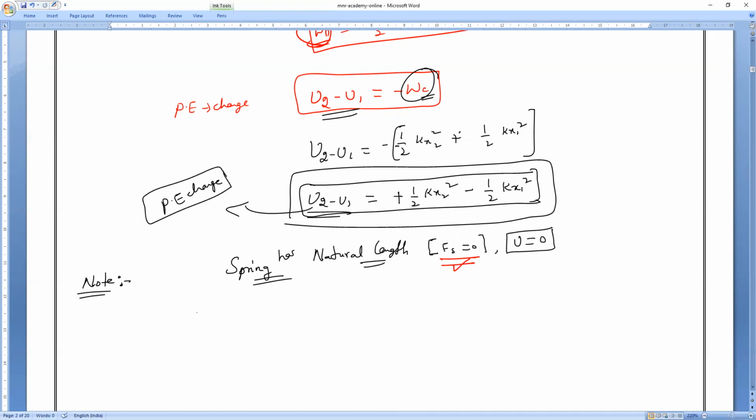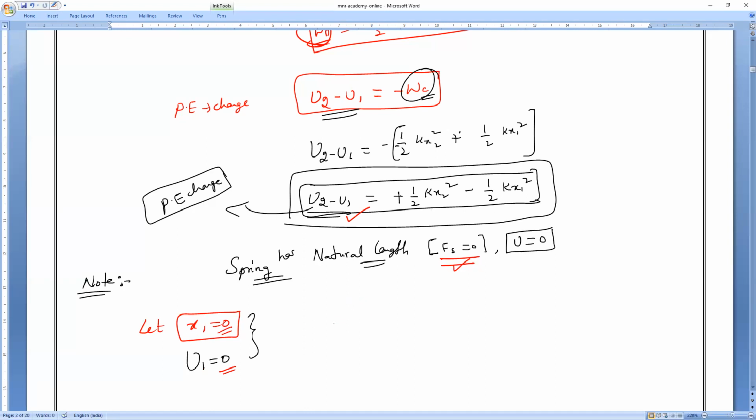So now, from this concept, as we studied, the change in potential energy equals half k x2 squared minus half k x1 squared. Let x1 be equal to 0. Then the initial potential energy also becomes 0. As x1 is equal to 0, the potential energy is 0.